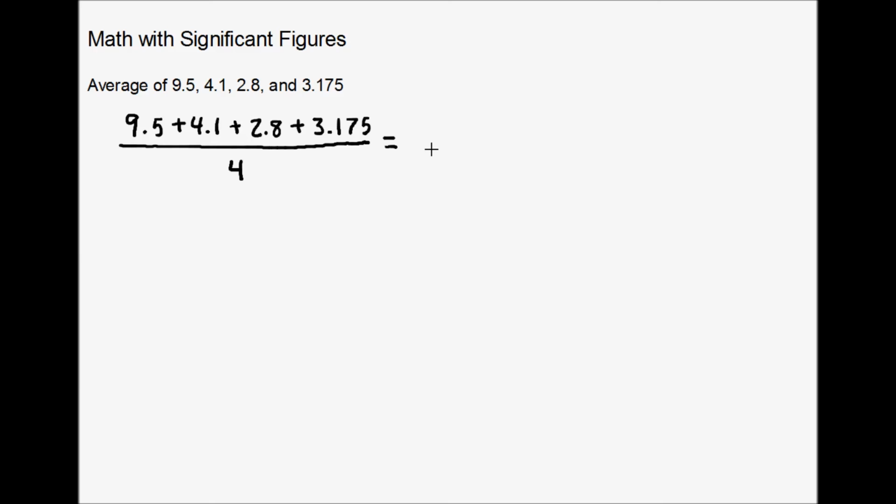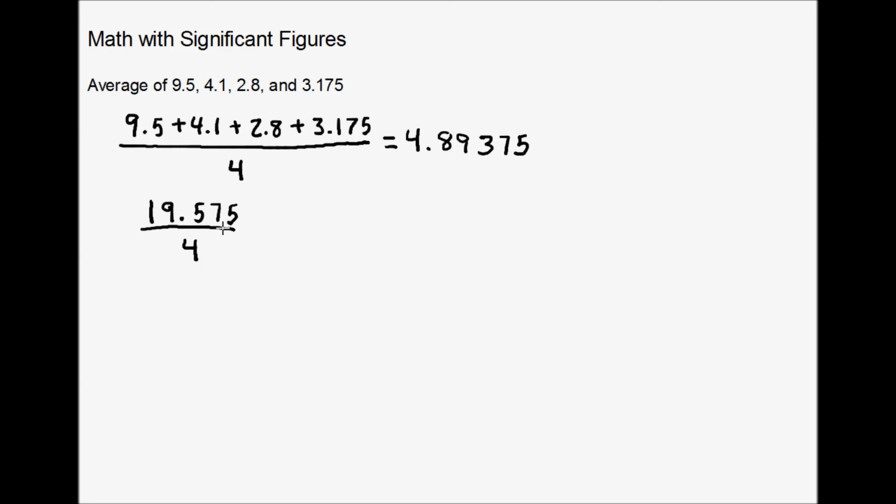So 9.5 plus 4.1 plus 2.8 plus 3.175, quantity divided by 4. And I get a number out of my calculator, 4.89375. Now, significant figures. Once again, order of operations, do the top. The top part, when I add up 9.5 plus 4.1 plus 2.8 plus 3.175, I get a number, 19.575. I'm going to divide that by the 4.